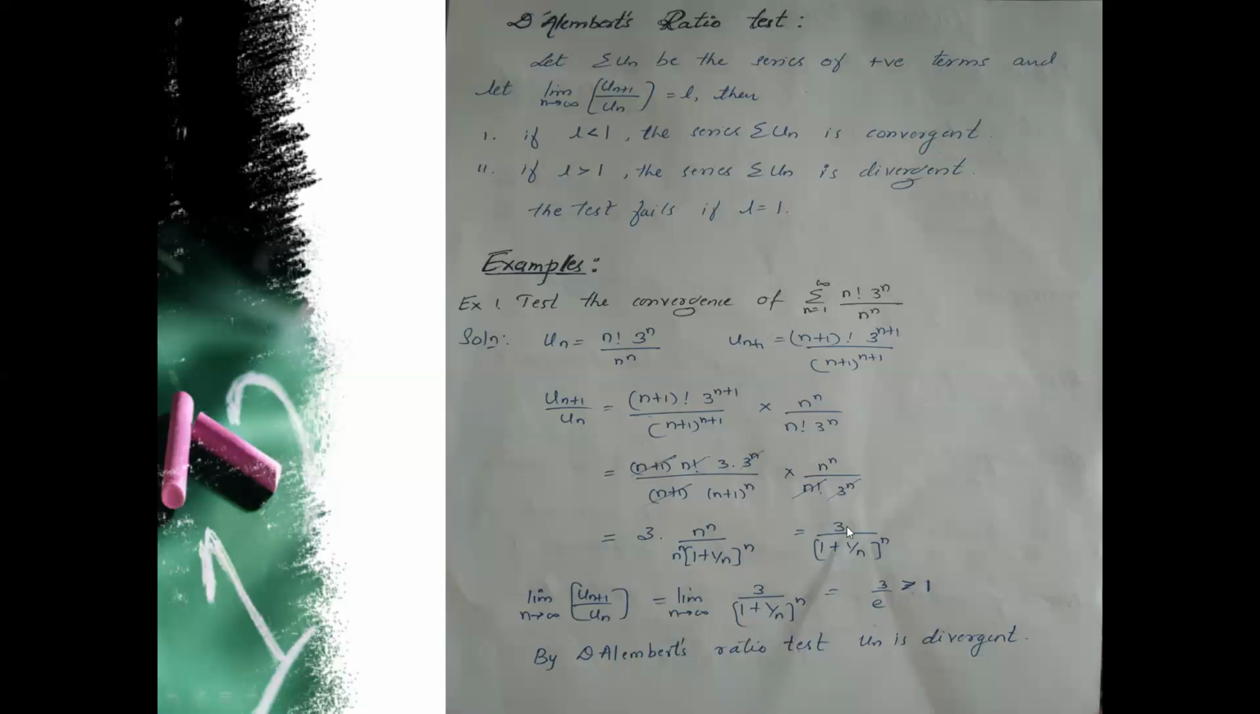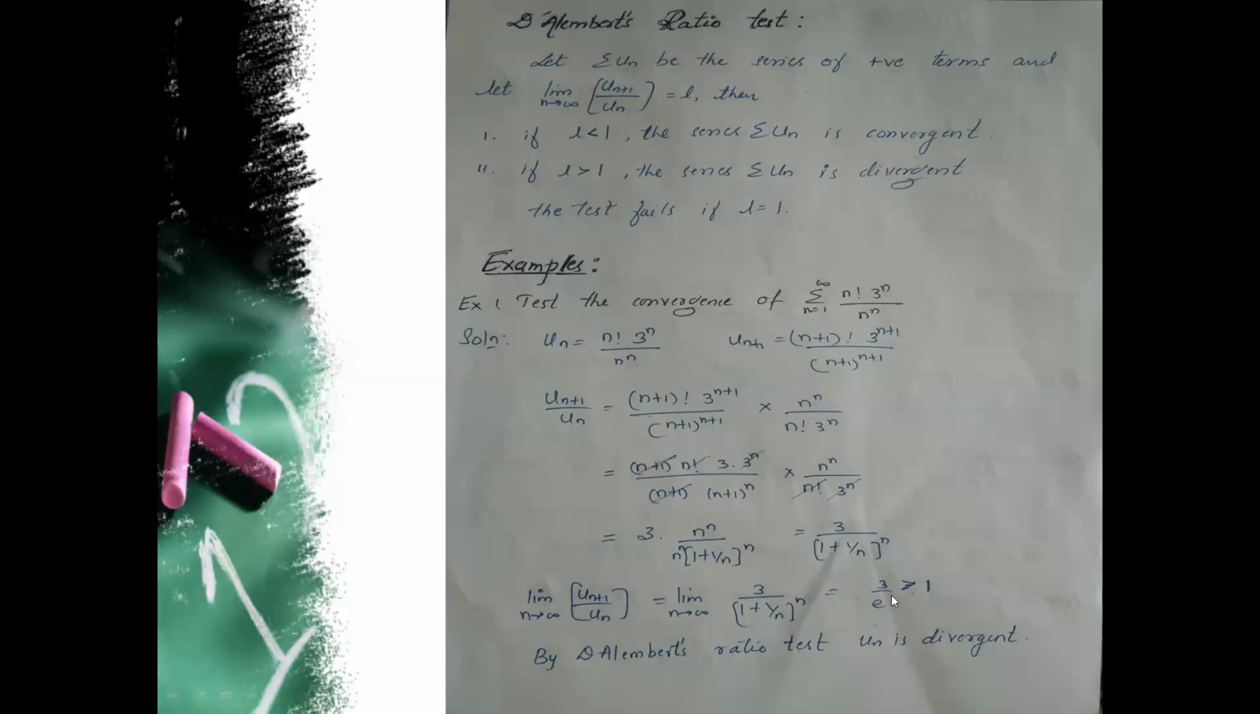Now 3, and here in the denominator term we'll take n common. It is n raised to n into 1 plus 1 by n raised to n. So this is what remains, that is un plus 1 upon un. Now we'll go for limit as n tends to infinity of un plus 1 upon un. It is limit as n tends to infinity of the term 3 divided by 1 plus 1 by n raised to n. Now we know that this is a standard limit. Limit as n tends to infinity of 1 plus 1 by n raised to n is e.